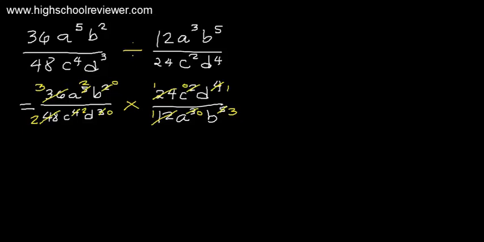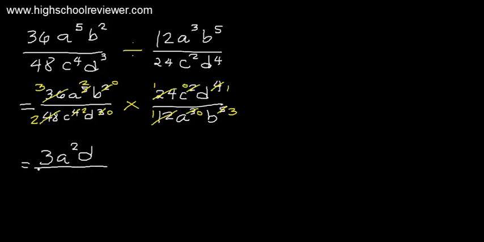Okay, and then let's write what's left. We have here 3, and then we have a raised to 2. b raised to 0 is equal to 1, so no need to write it here. And then c raised to 0 is also equal to 1. Same with 24, it is now 1. And we have here d raised to 1, which is equivalent to d.